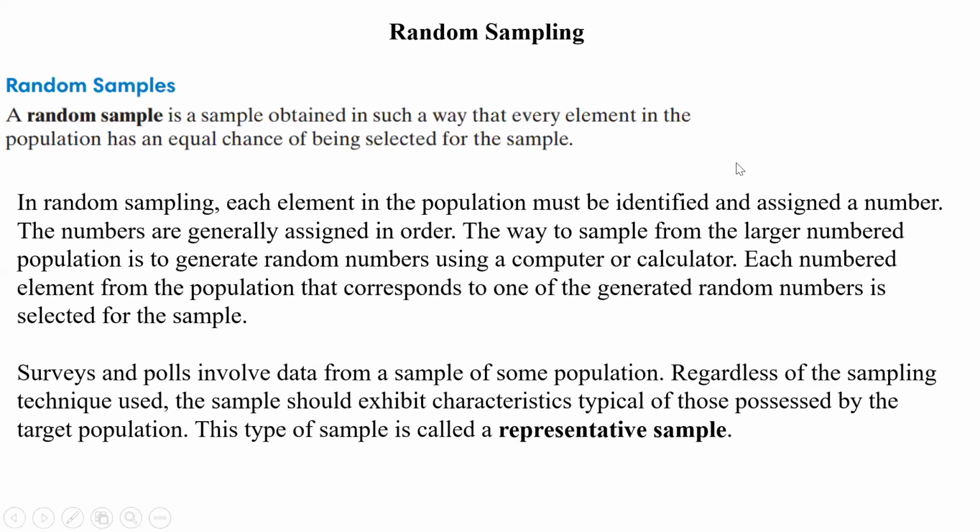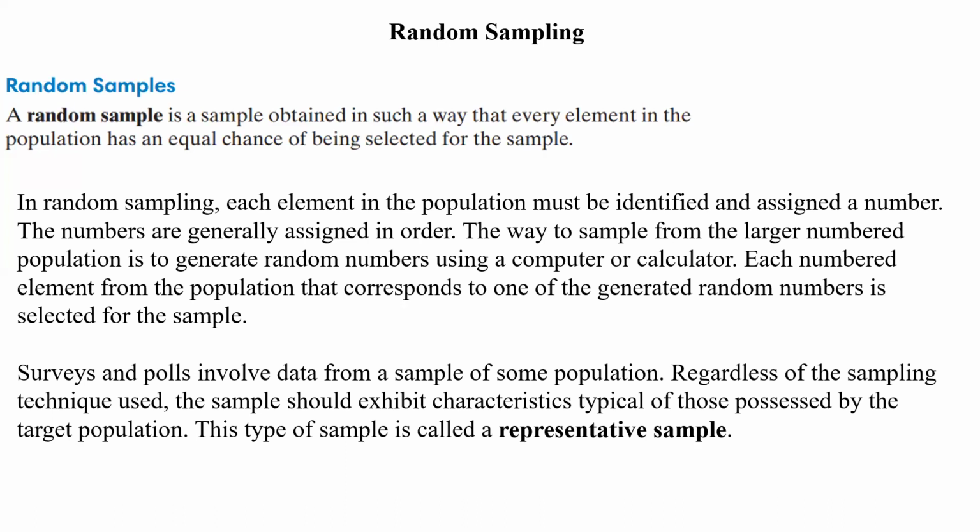All right. So, random sampling. A random sample is basically a sample that's obtained in such a way that every element in the population has an equal chance of being selected for the sample. Now, in random sampling, each element in the population must be identified and assigned a number. The numbers are generally assigned in order. So the way to sample from the larger numbered population is to generate random numbers using a computer or a calculator. Each numbered element from the population that corresponds to one of the generated random numbers is the one that's selected for the sample.